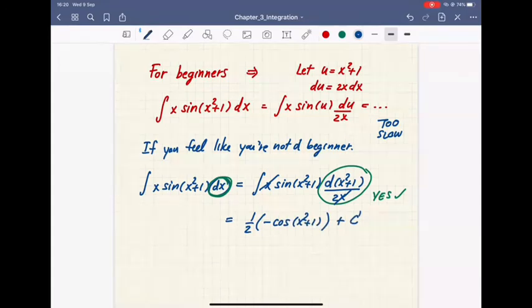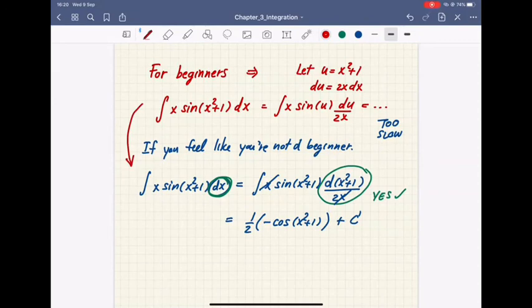So if you feel like the one that I wrote in red is too slow, you can step up your solution to the blue one. The blue one is the one that is acceptable for the exam too.